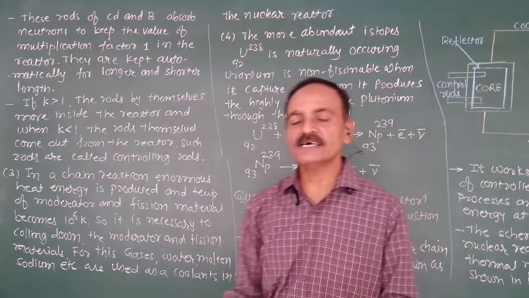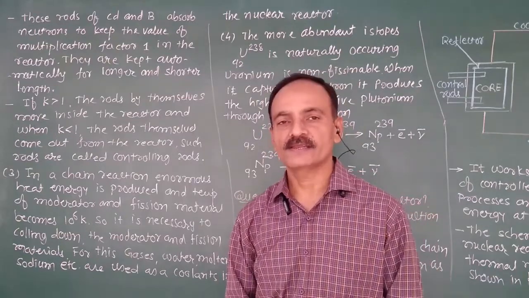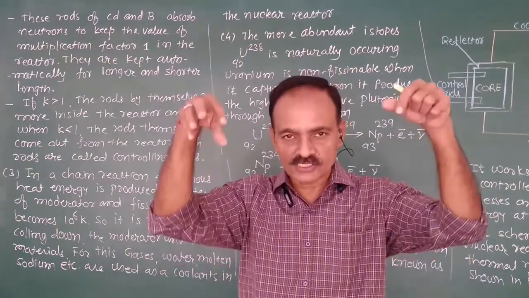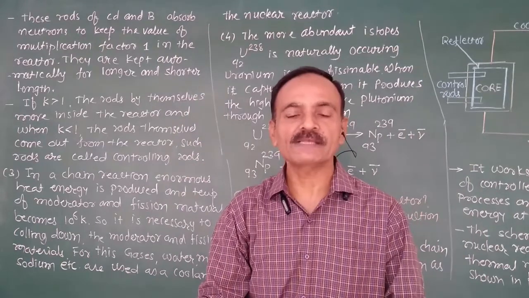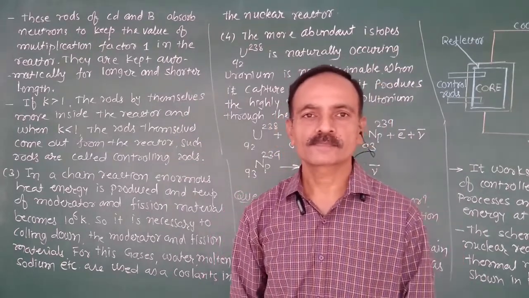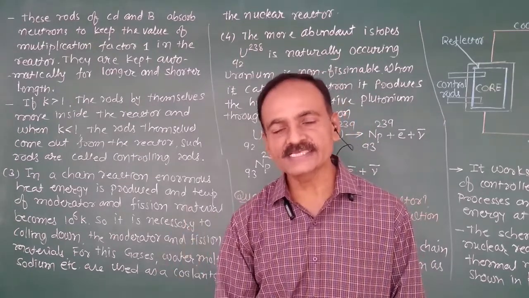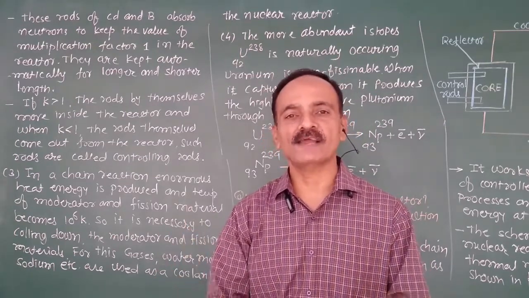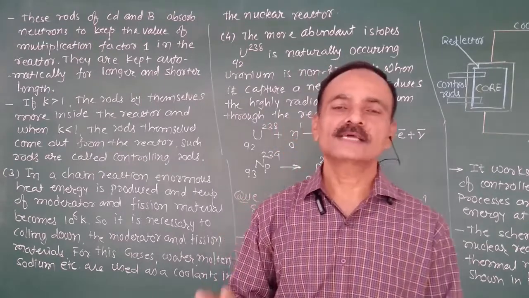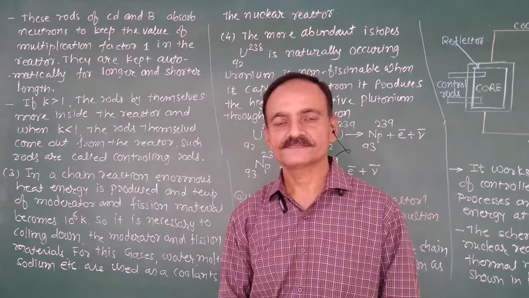That means when the value of K in a reactor becomes more than 1, at that time both rods go inside the reactor, that means into the core chamber, and absorb the excess neutrons. As a result, the value of K decreases, and when K becomes 1, at that time the reactor is in the critical state.